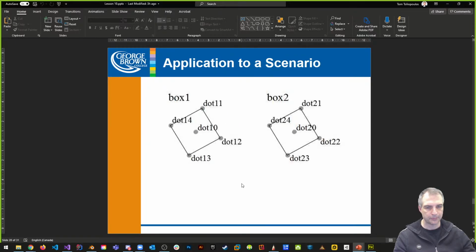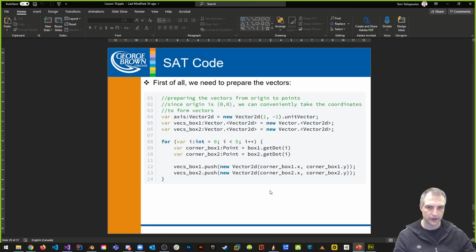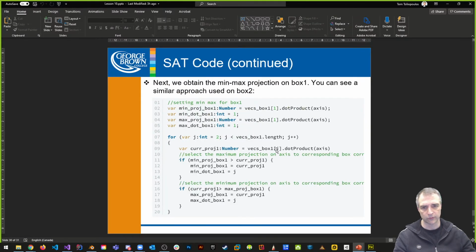So here's the application. We have a bunch of these verts. We have box 1 and box 2. And again, we can use these boxes to create this pseudocode that we're going to use to start thinking about preparing the vectors. We create all the vectors in place.